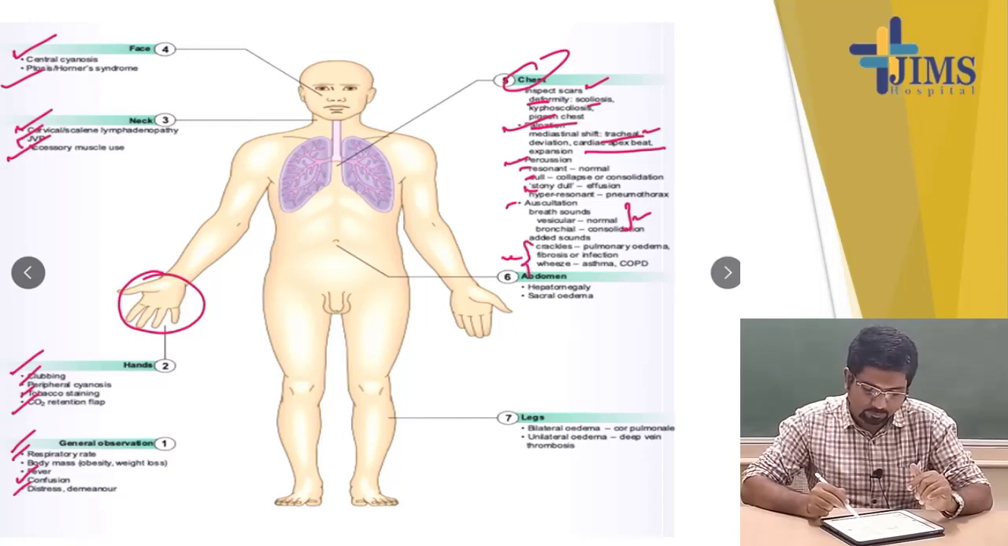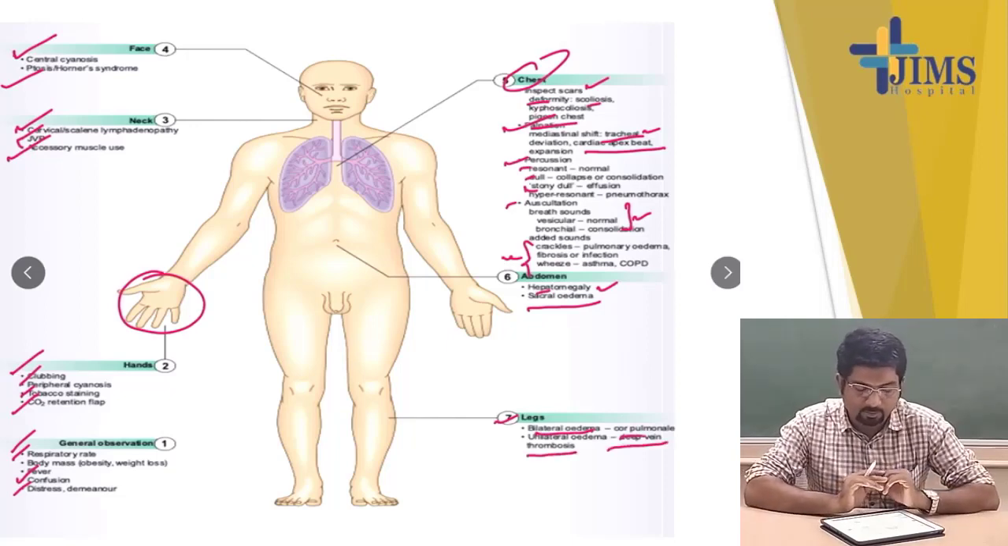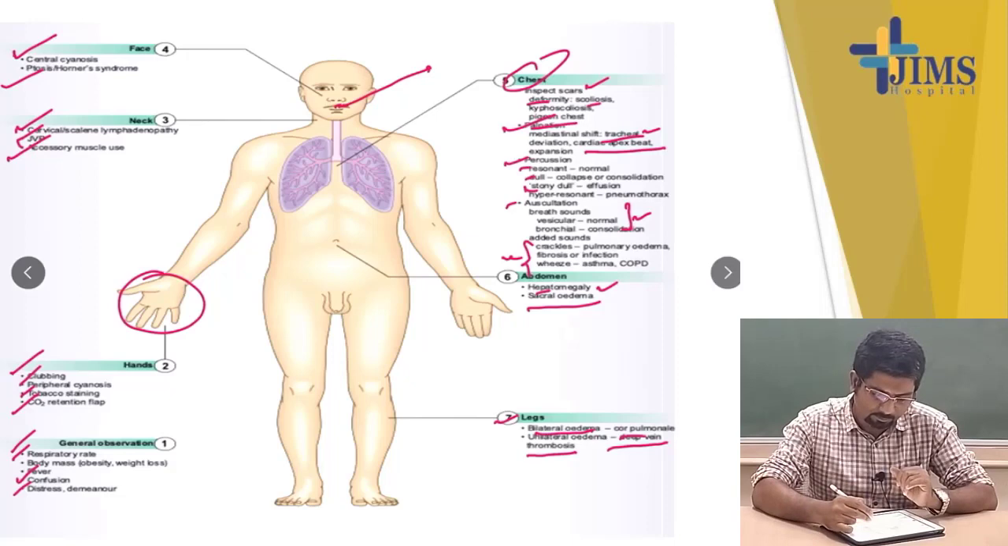And abdominal examination, particularly that related to the respiratory system: we have to identify any hepatosplenomegaly or sacral edema. And in the legs, we have to identify any bilateral edema in case of cor pulmonale, or unilateral edema in case of deep vein thrombosis. And there are two other things: you have to identify any nasolabial crusting, that is herpes labialis infection, in case of pneumonia.